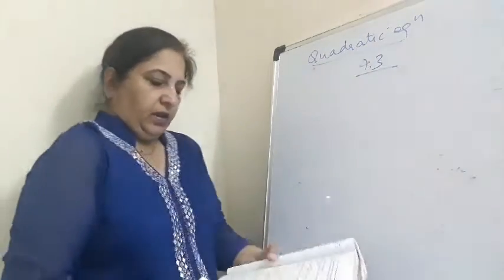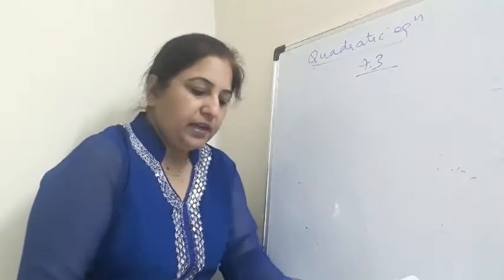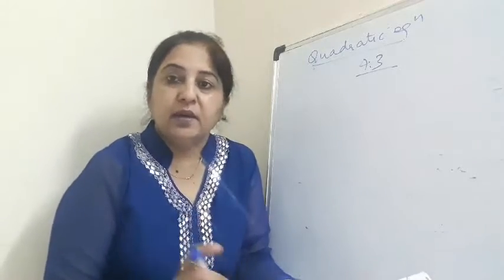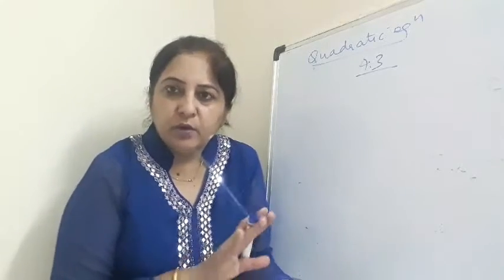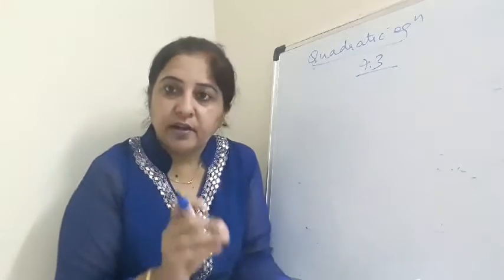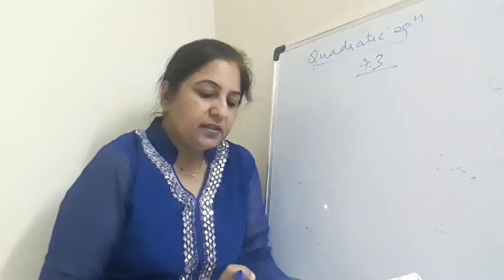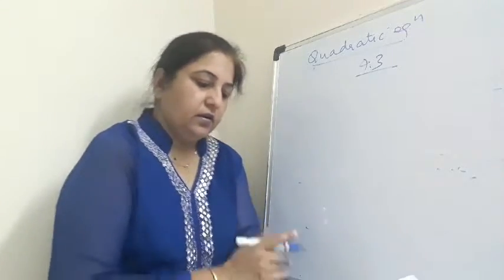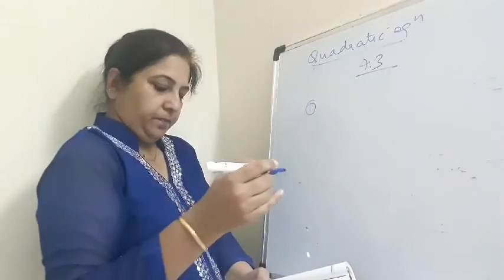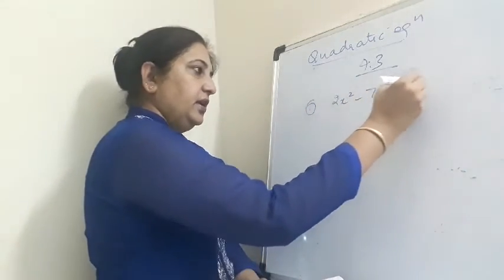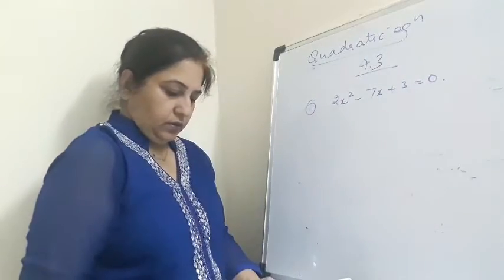4.3. The question is: find the roots of the quadratic equations by the completing the square method. Just now I have not taught you what the completing the square method is. I am teaching you the quadratic formula method, so you will complete this question by the quadratic formula method. What is the question given? First one, 2x square minus 7x plus 3 is equal to 0.